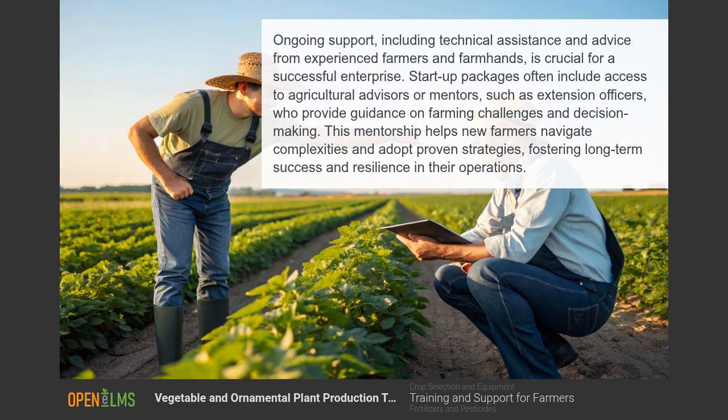Ongoing support, including technical assistance and advice from experienced farmers and farmhands, is crucial for a successful enterprise. Startup packages often include access to agricultural advisors or mentors, such as extension officers, who provide guidance on farming challenges and decision-making. This mentorship helps new farmers navigate complexities and adopt proven strategies, fostering long-term success and resilience in their operations.